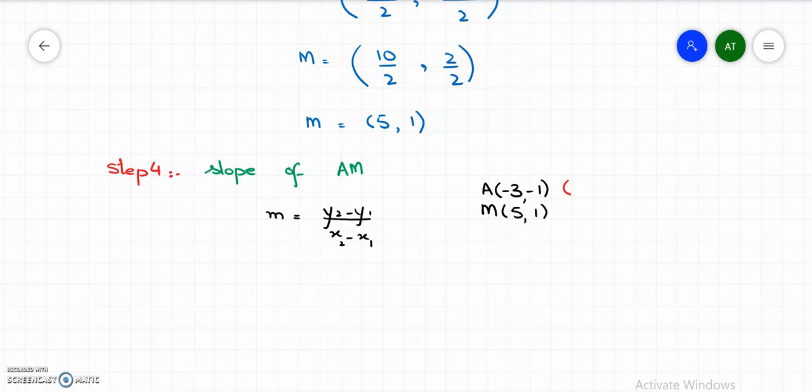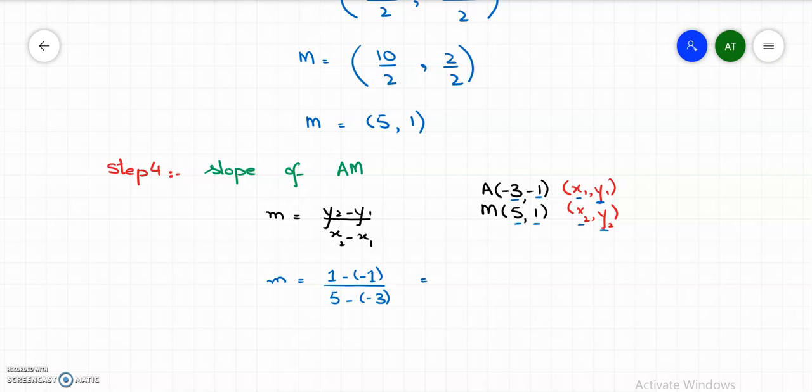Okay, let me label it. It is my x1, y1, and M would be my x2 and y2. Okay, now let me put all the values into the formula. So m would be equal to y2 minus y1. So y2 is 1, subtract -1, over x2 minus x1. x2 is 5 and x1 is -3. So we have 5 subtract -3.